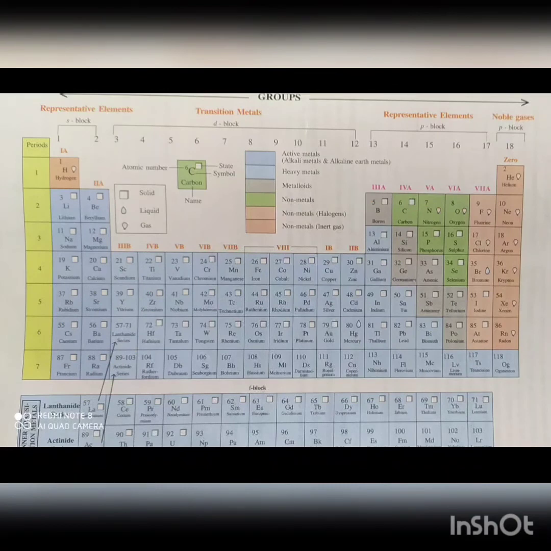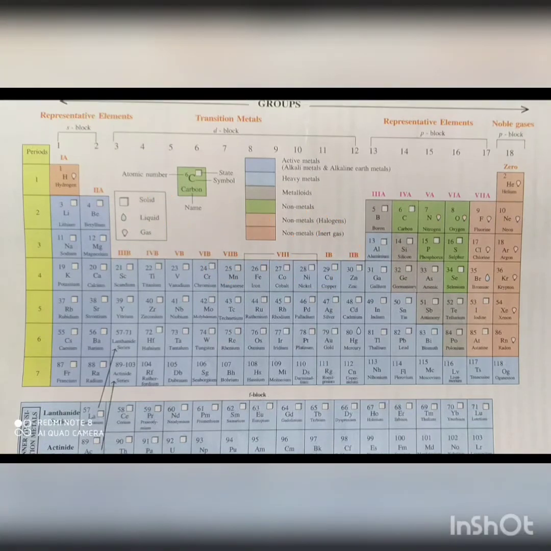The transition elements, also called the D block elements, include the groups 3, 4, 5, 6, 7, 8, 9, 10, and 11, 12. The main characteristics of the transition elements are that all the elements have high melting and boiling points. They are good conductors of heat and electricity. Some of the elements are attracted towards the magnet. Most of these elements are used as catalysts. They exhibit variable valencies and they form colored ions and colored compounds.